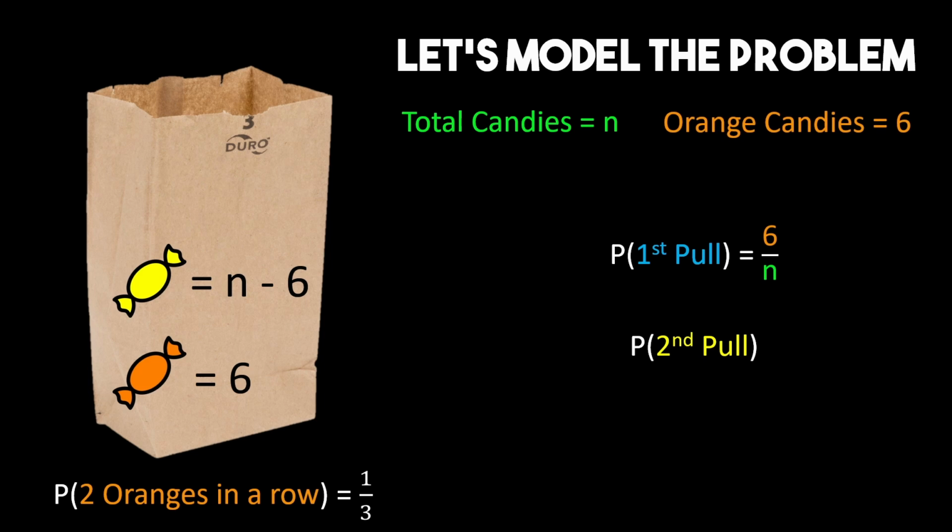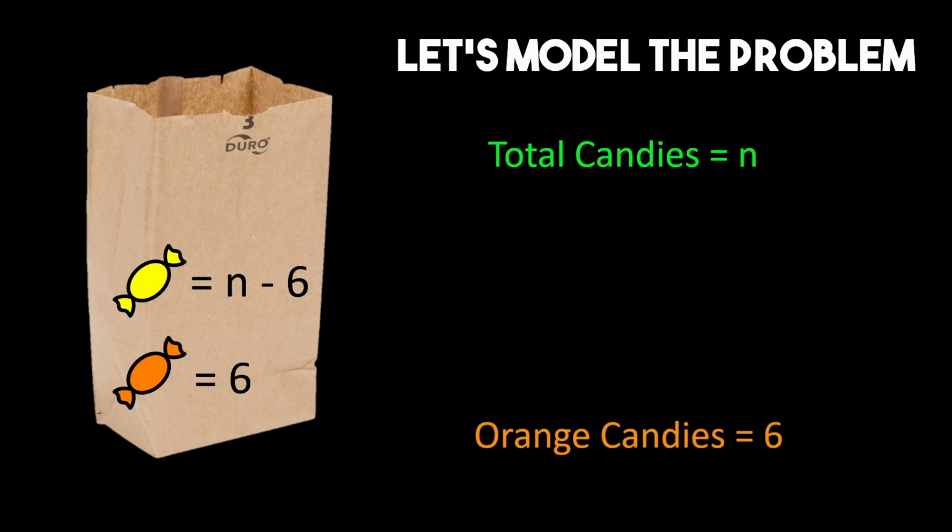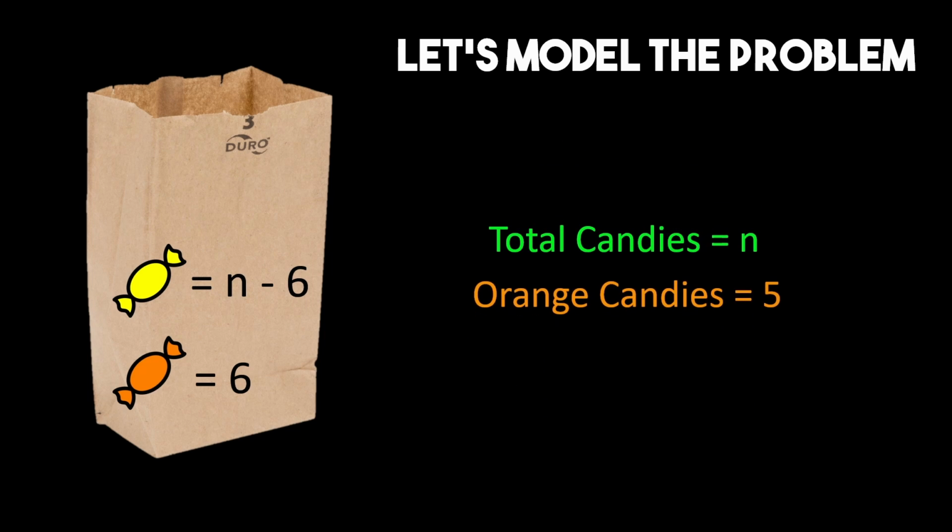On her second pull, however, the probability of pulling an orange piece isn't 5 over n, it's 5 over n minus 1. This is because she eats the candy she just pulled from her first random selection without putting another one back in the bag, which means we not only have to subtract 1 from the amount of orange candies, but also the total amount of candies in the bag.